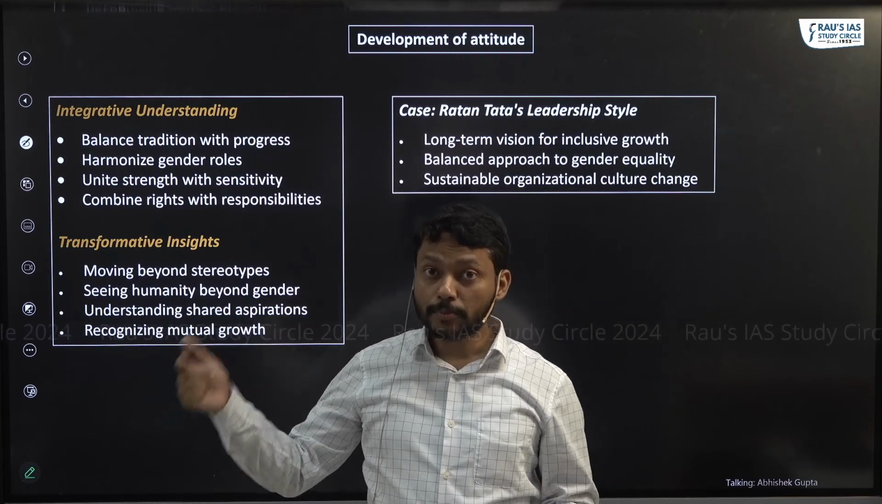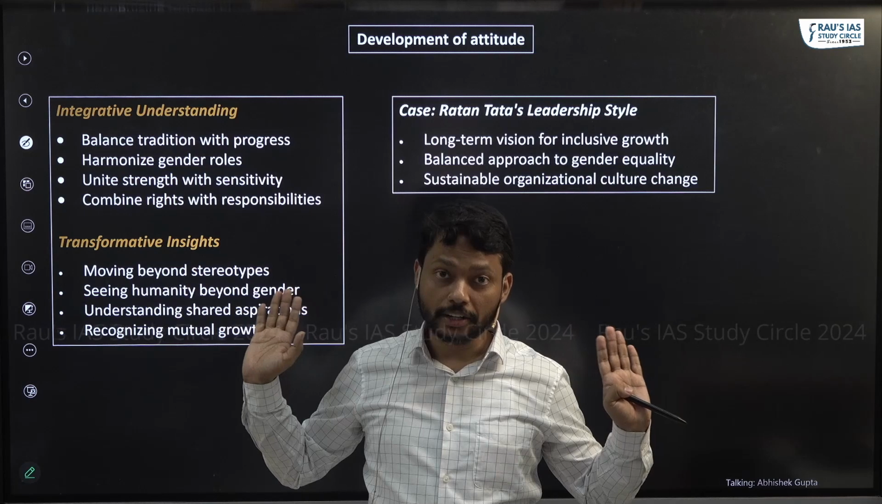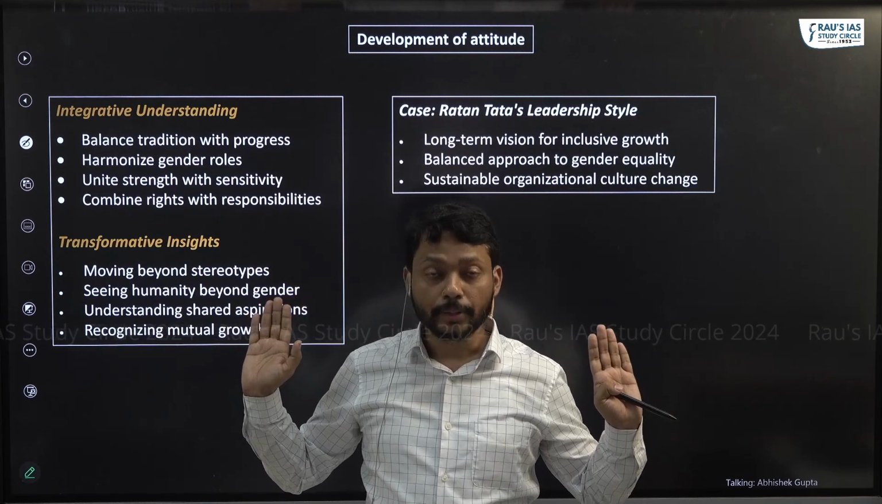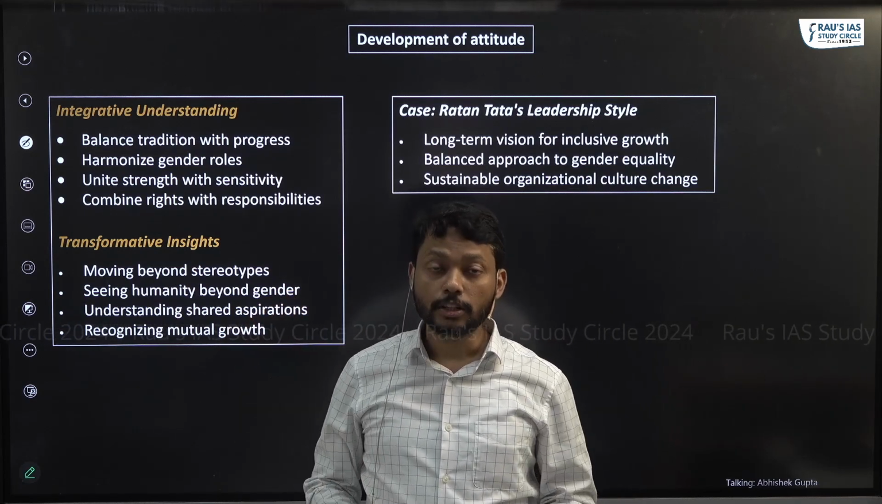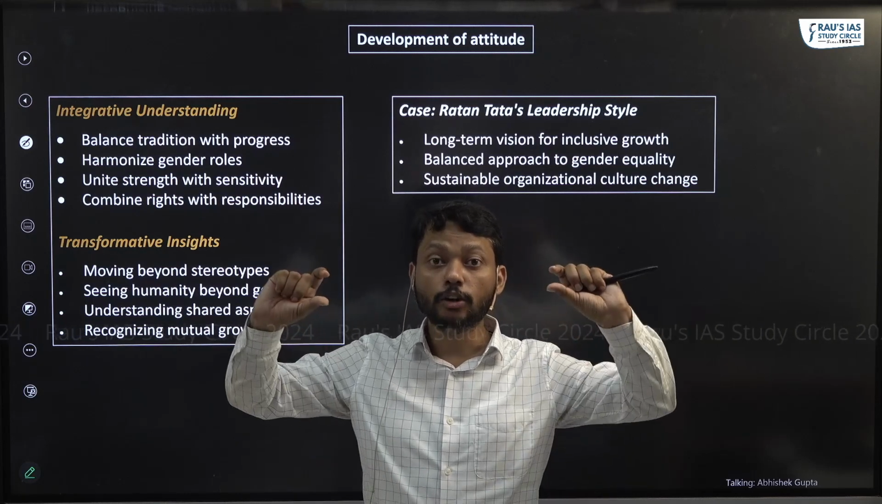So to deal with these problems, as the questions do identify, laws are not enough. Behavior comes from attitude. To change the attitude, we have to change the cognitive part as well.